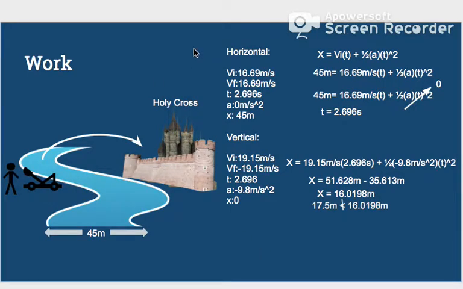Now we can start to deal with the horizontal and vertical components at 45 meters. So we want to know how long it will take the rock to travel the 45 meters across the moat. And then we want to know at that time what is the height of the rock, because we want to know if it will be able to travel over the 17.5 meter high wall.